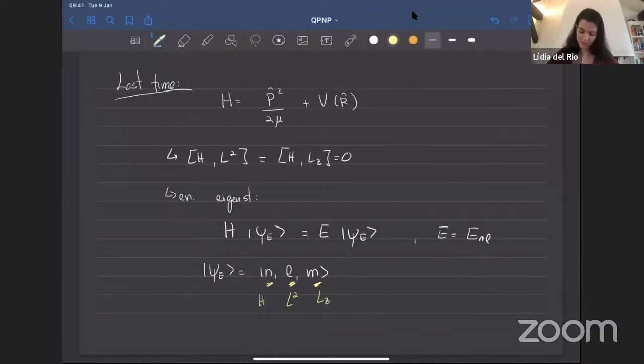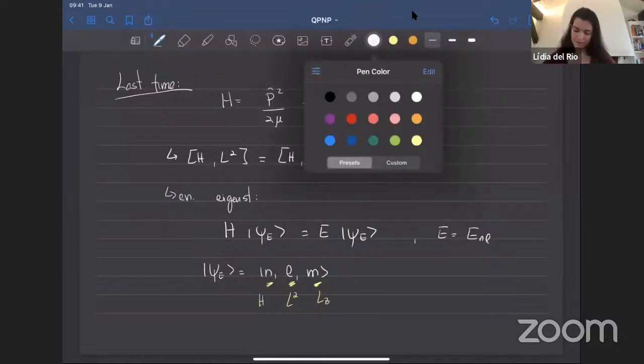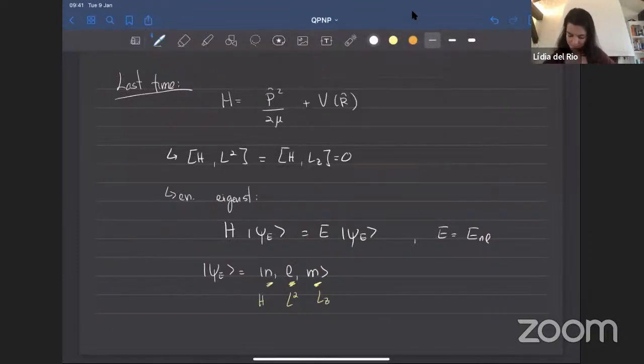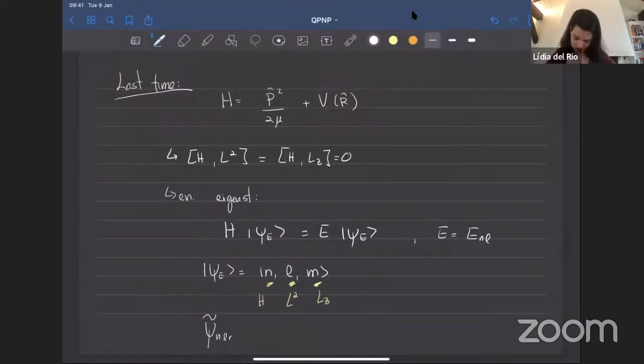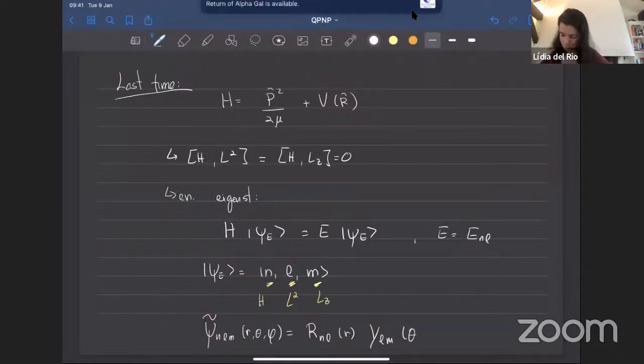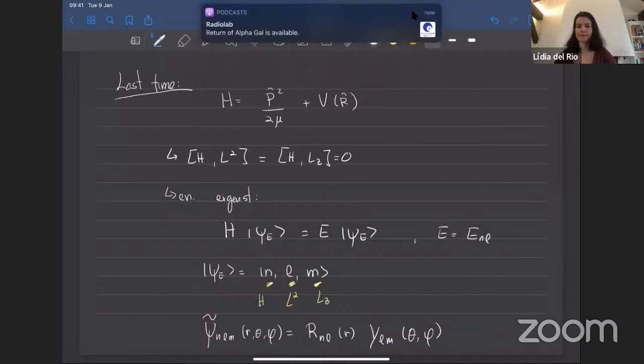And from here we saw that the wave functions corresponding to this state are the same as for the angular momentum, but can depend now on this new number n, which gives a degeneracy in angular momentum. And we saw this is some radial function, which can depend on n and l, and the rest were the spherical harmonics, right, which we saw in previous lectures. Okay.